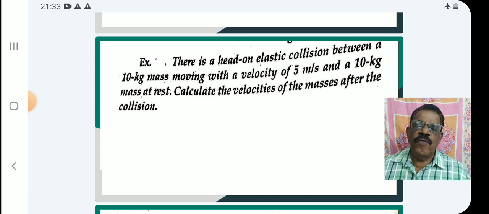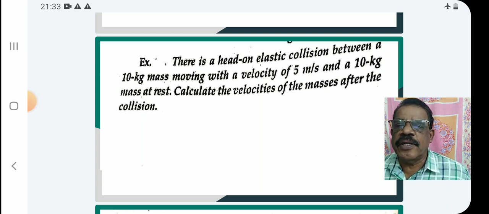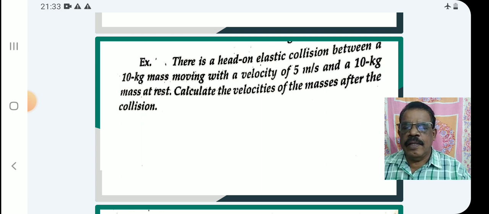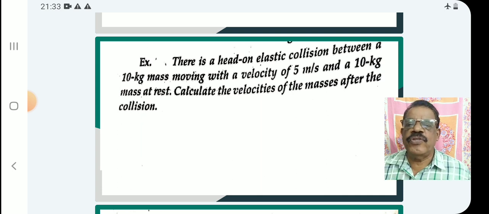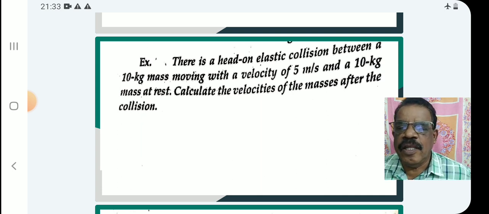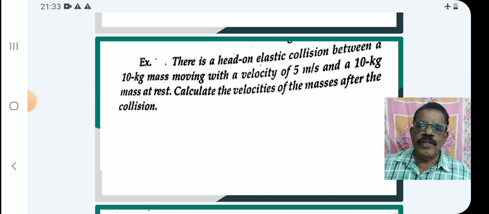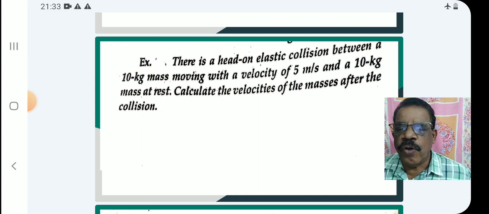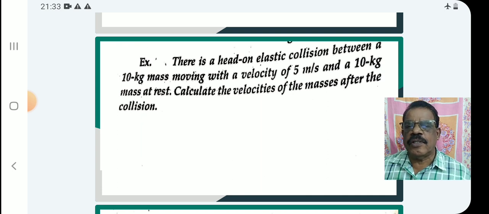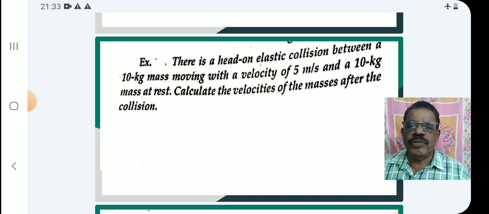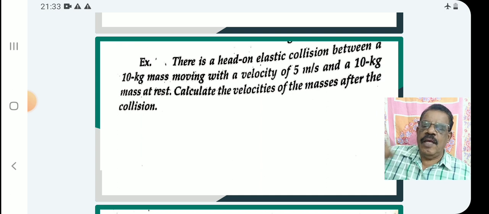When we read the question, we can say the answer. This is elastic collision between equal masses. In that case, if the second body is at rest, in the elastic collision of two equal masses, the bodies exchange their velocities. So, here the masses are equal. The first body velocity is 5 meter per second. The second body velocity is 0. So, after collision, they will exchange velocities. Velocity of first body comes to 0 and velocity of second body becomes 5 meter per second.